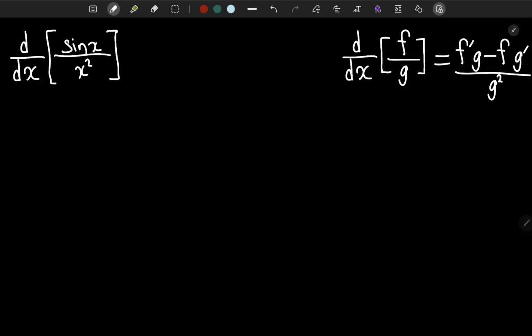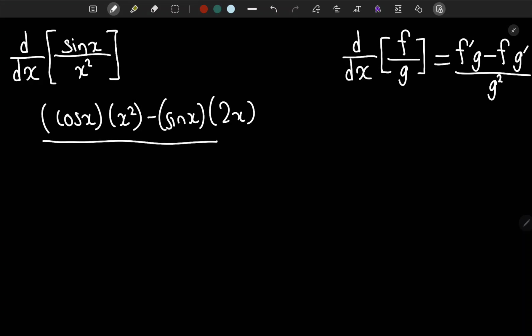So let's do some examples for trigonometry now. So here we have f as sine x and g as x squared. So what is the derivative of sine x? It's going to be cosine x. So f prime is going to be cosine x and g is going to stay the same, so x squared, minus f, which is going to stay the same now, sine x, and g prime is 2x, all over g squared, so that's going to be x to the power of 4 actually.